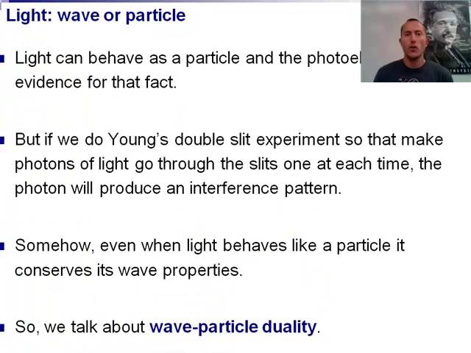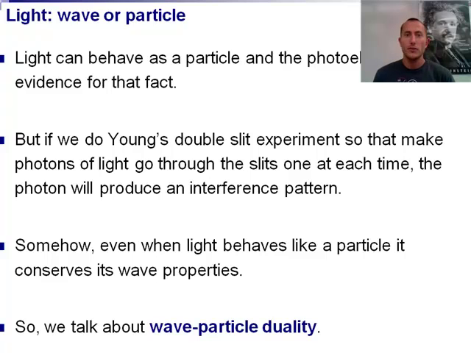Mathematically, we can show that light should be able to behave as either a wave or a particle, depending on the equation we use. But you have to be able to back that up experimentally. And the photoelectric effect and all of the experimentation done on the photoelectric effect is evidence for the fact that light can act as a particle.